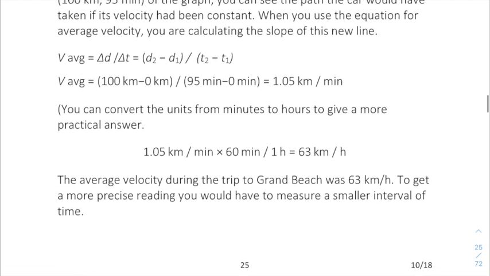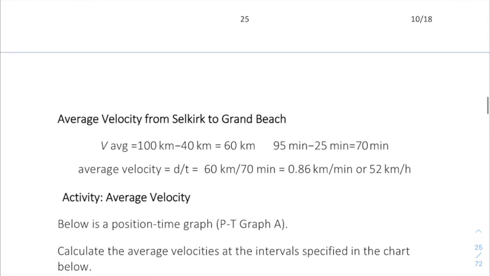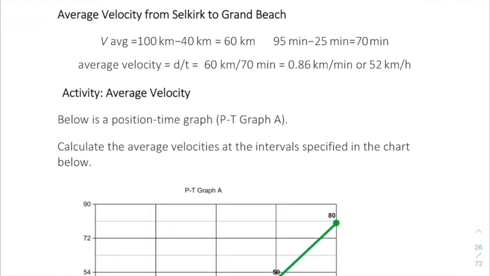Now you could convert to a time in hours, and that would require us to multiply the minutes away by multiplying by 60 minutes over 1 hour. And that would give us our average velocity equal to 63 kilometers per hour. And here's another example where they got 52 kilometers per hour for that Selkirk to Grand Beach trip. I don't know why they're going so slow. I'm pretty sure it's 100 kilometers per hour on that section of road, but maybe I'm mistaken.